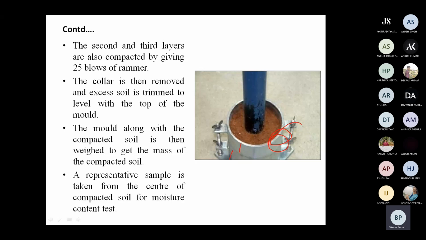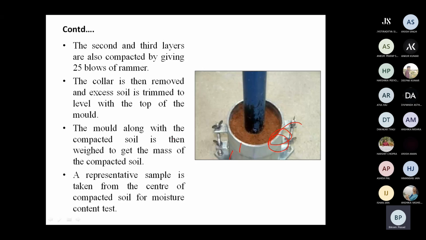After the proper compaction, we remove that collar, and the extra soil above the cylindrical volume we remove through the sharp edge. The mold along with the compacted soil is then weighed to get the mass of the compacted soil. A representative sample is taken from the center of the compacted soil for the moisture content test.